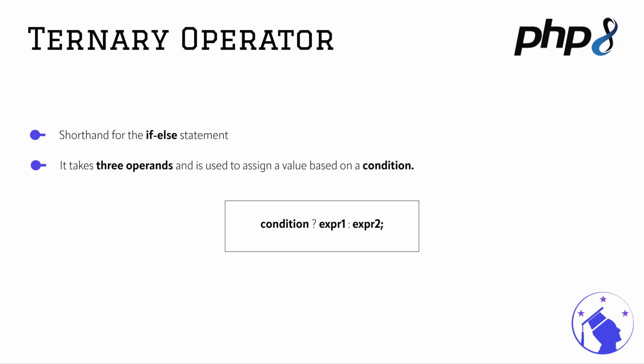Next, let's look at ternary operator. The ternary operator is a shorthand for the if-else statement. It takes 3 operands and is used to assign a value based on a condition. This is the syntax. So first we put the condition, then a question mark and expression 1. So basically if the condition meets, expression 1 will be executed, else expression 2.